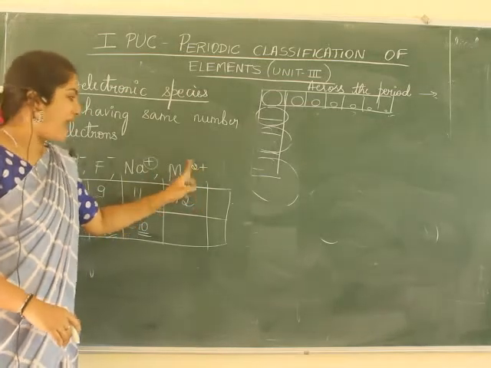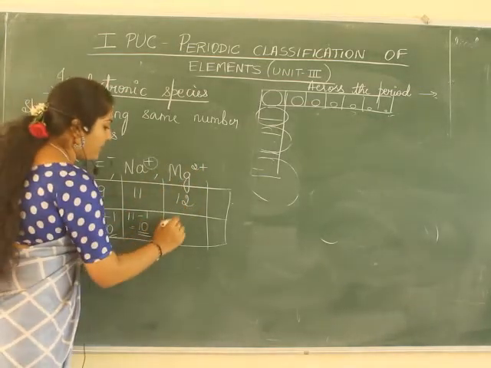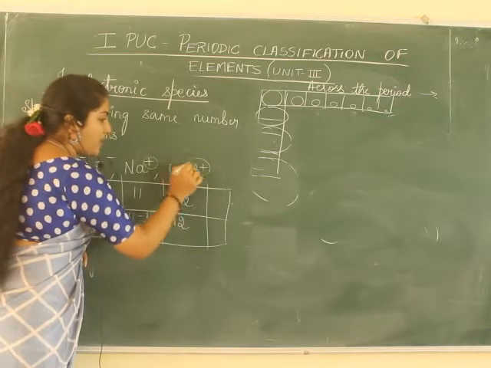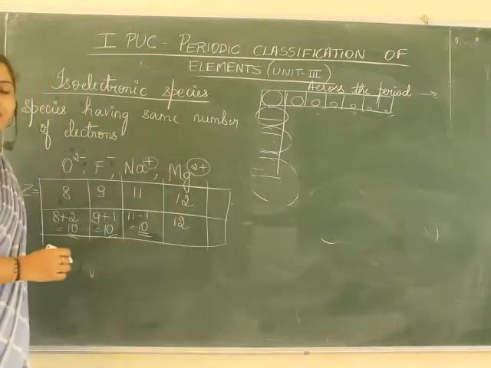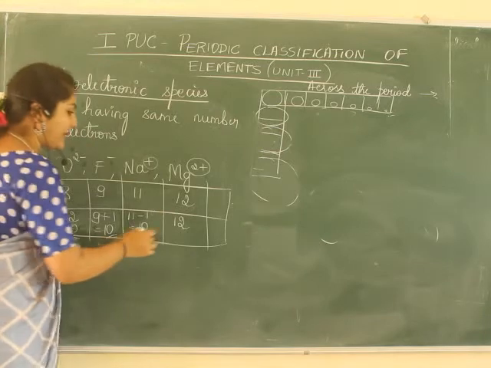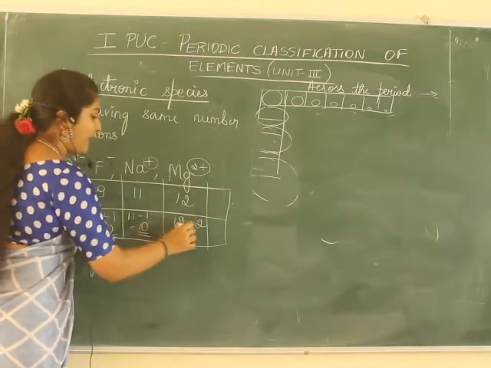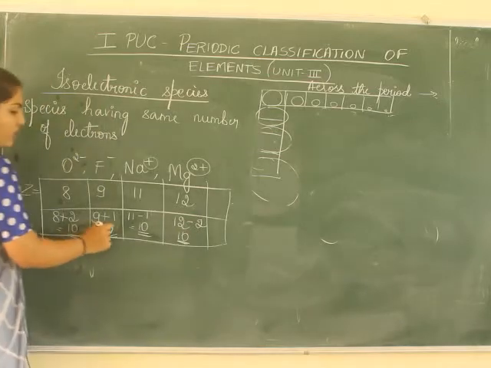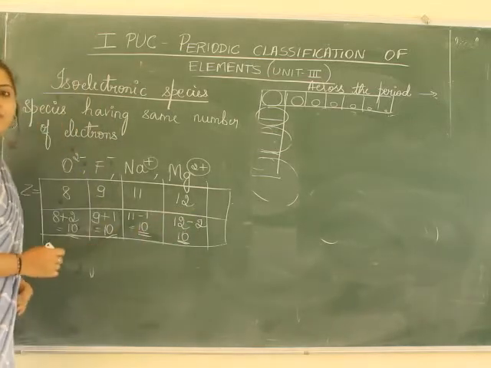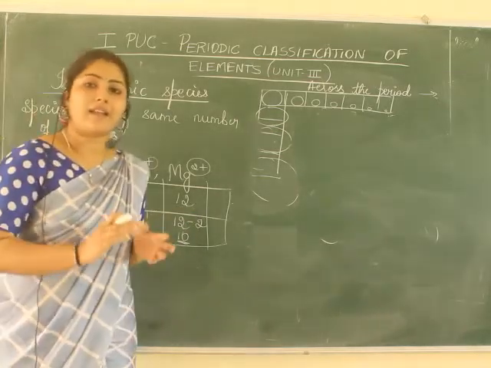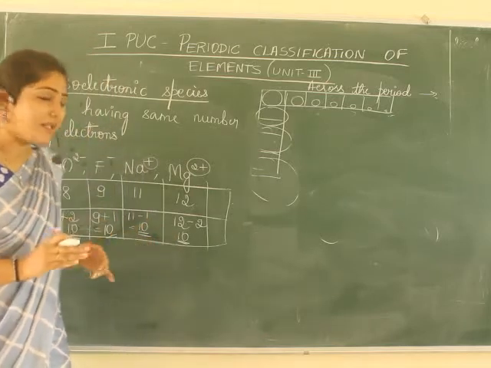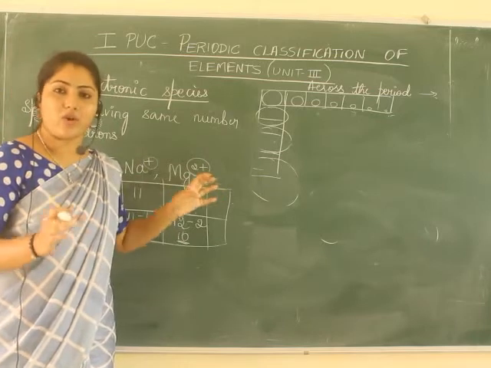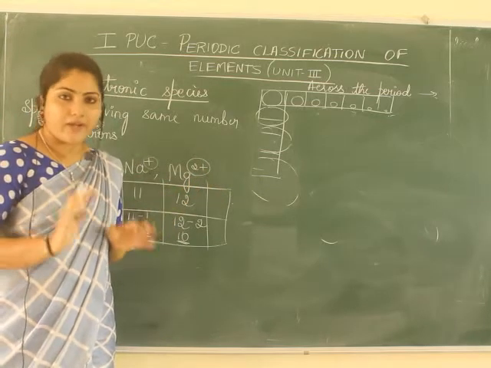Mg2 plus, again magnesium. Atomic number is 12. How many electrons has it lost? It has lost 2 electrons, and that is why it has become Mg2 plus. 12 minus 2, again 10. Now you see the number of electrons in all these cases. It all has 10 electrons each. That means these species are now called isoelectronic species. Are you getting the point?